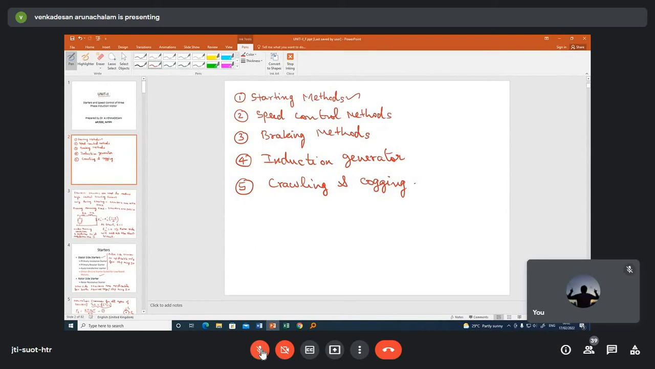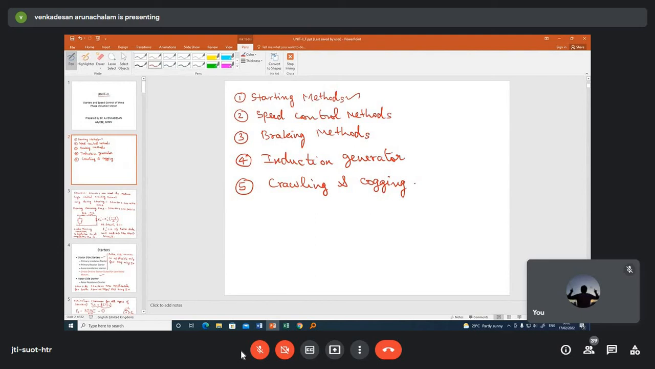Why are starters required for induction motor? That is the first question. What will happen if you directly give voltage to the induction motor without using any starter? The answer is very similar to the DC motor. Without a starter, the induction motor draws a very large current during starting that will spoil the motor winding. So in order to reduce this high starting current, starters are employed during starting time. During running time, the role of starters is not there, similar to the DC motor.